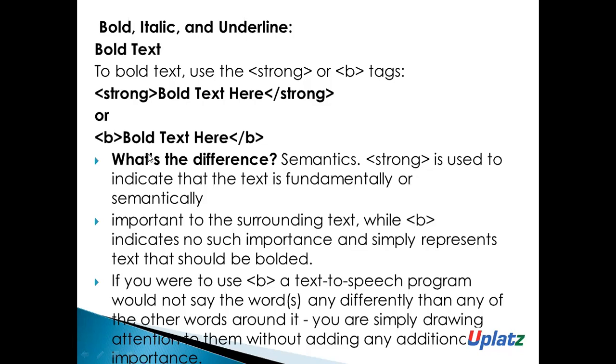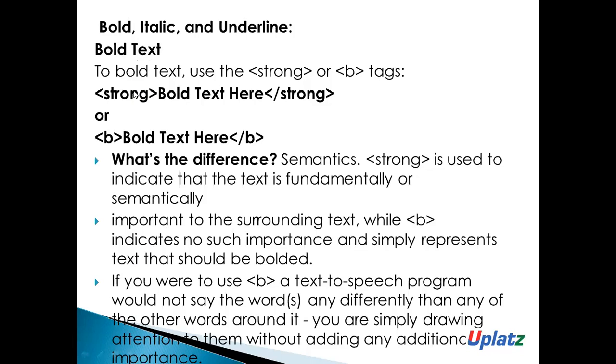So basically, what is the difference? Strong is used to indicate text that is fundamentally or semantically important to the surrounding text, while the b tag is not important, it simply represents text that should be bolded. If we use the b tag, we would not say the words any differently than any of the other words. You are simply drawing attention without adding importance. So this is how you need to use bold in your program.